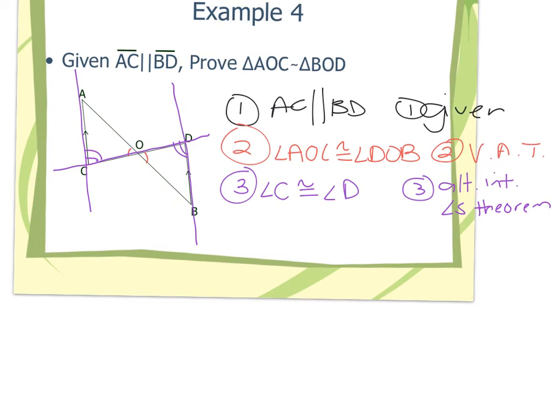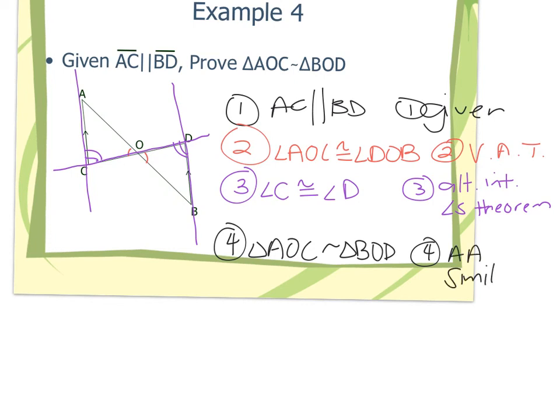Could I have done the other transversal? And then what would I have said? A is equal to B. Good. So you could do either one. So now do I have enough information to prove these triangles are similar? So AOC is similar to BOD. And the reason is angle-angle similarity. Not so bad, right? Questions overall?